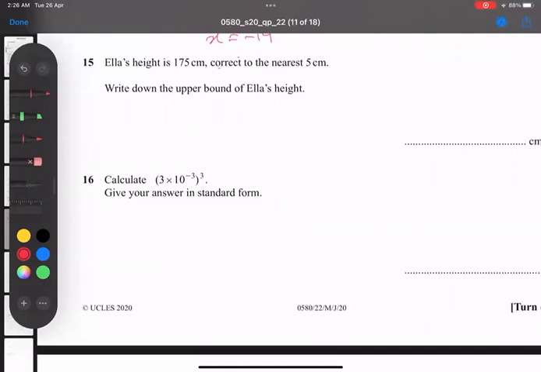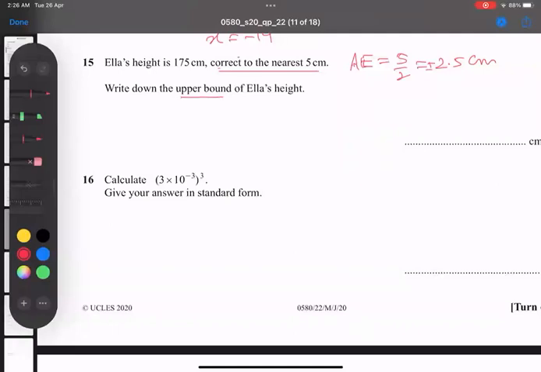Now, whenever it says the height is 175, correct to the nearest 5 centimeters, the absolute error is 5 divided by 2. I get 2.5 centimeters, plus and minus. And make sure sometimes the units are different, so you must convert, but luckily here it is the same.